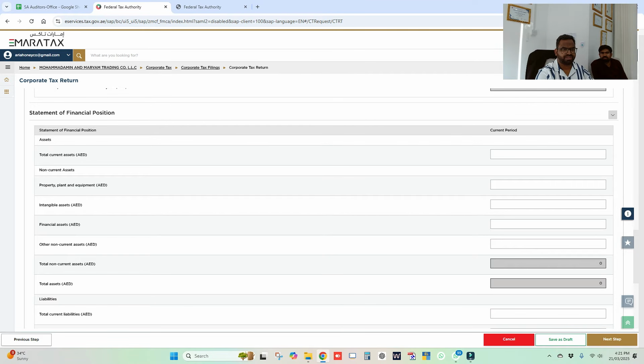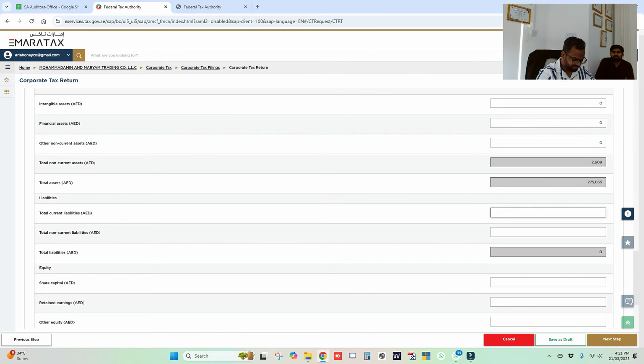Okay, now it is a part of the statement of financial position. It is purely a balance sheet. If you have any fixed assets, the total current assets they have is around 272,426. Property, plant and equipment they don't have, they have a little bit, printers, something. Financial property, plant and equipment something they have 2,609. Intangible no, financial assets no, other non-current assets no.